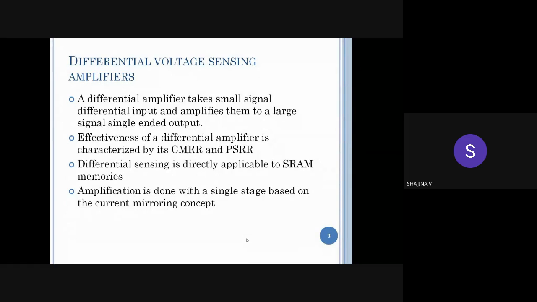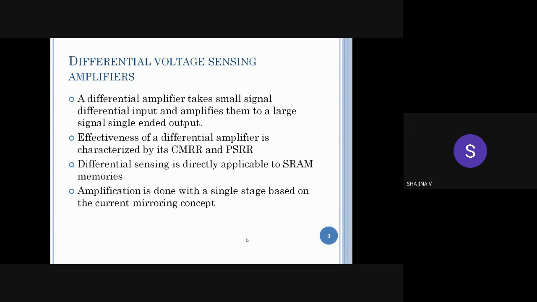If the bit line voltage is less than the bit bar line voltage, then we are reading the content as logic 0. These two, bit and bit bar lines, we are connecting to the inputs of the differential amplifier. You will be having two inputs, right? So these two bit lines are connected to the input of this voltage sensing amplifier.